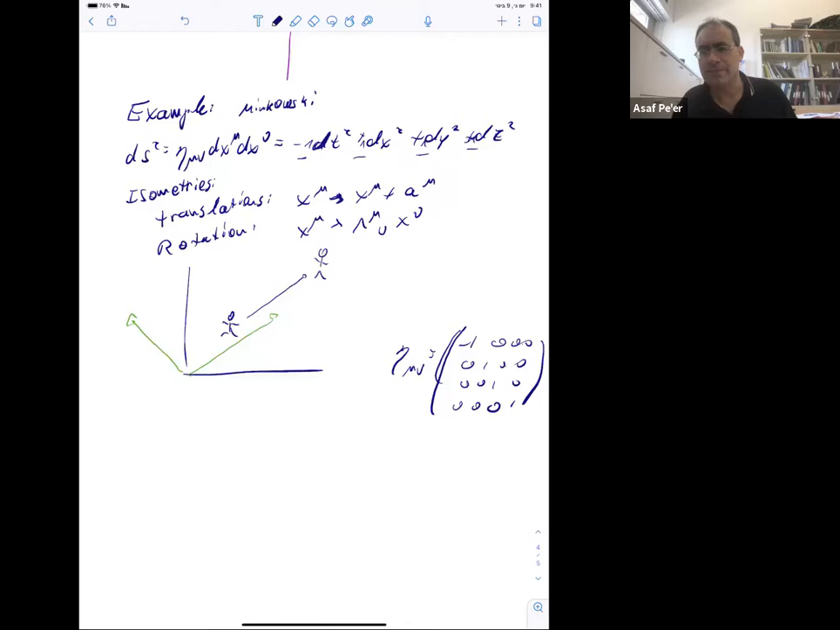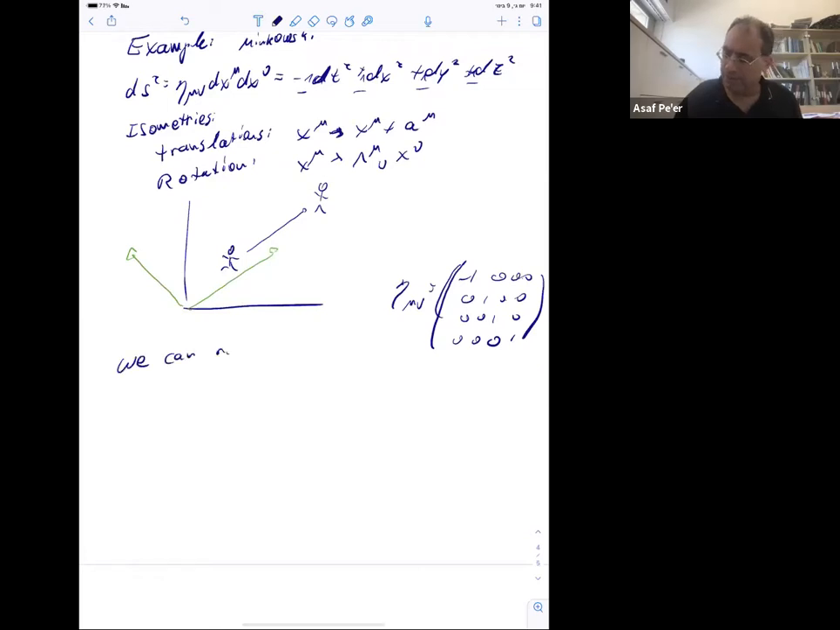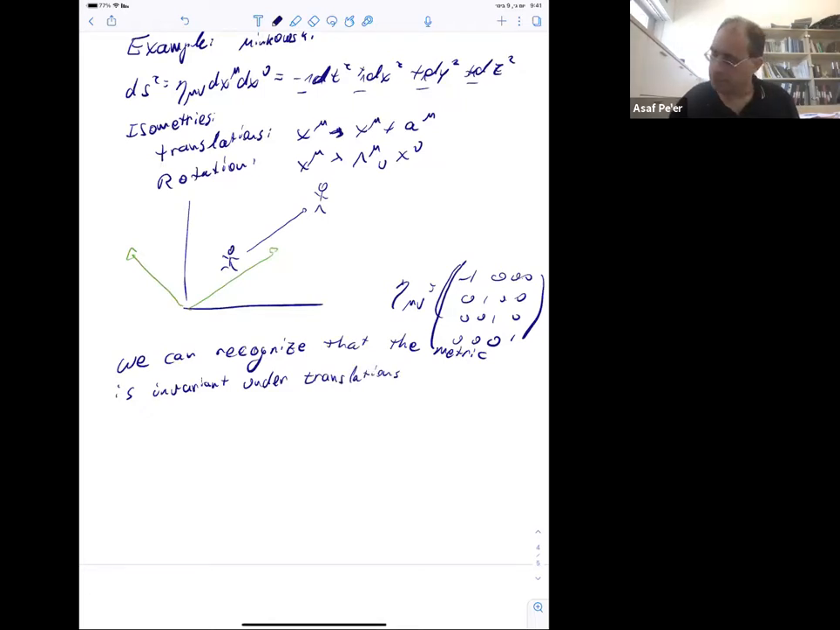Yeah? Or am I going slightly too fast? So we can recognize that the metric is invariant under translations since none of the metric coefficients eta mu nu depend on the coordinates.